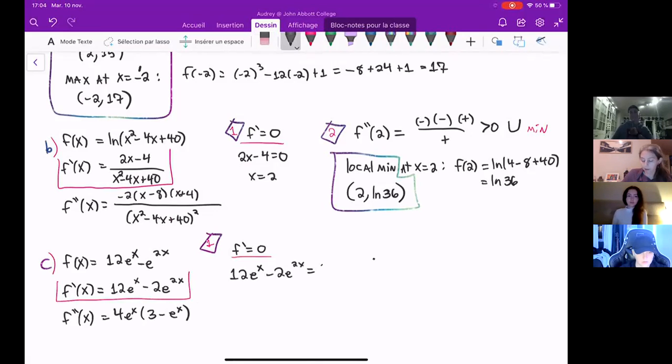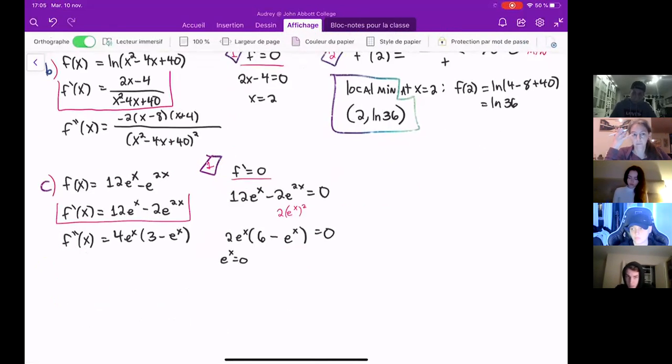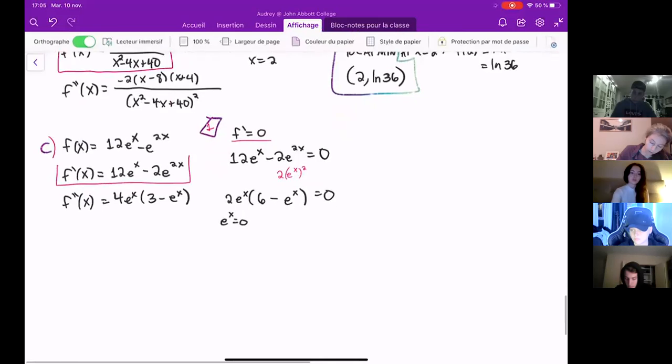What is the greatest common factor here, based on what we did to find the greatest common factor for f double prime? 2e to the x, you got it. And that's because this is the same as 2 times e to the x squared. So here I'll have 2e to the x times 6 minus e to the x is equal to 0. So here I'll end up with e to the x equals 0. Does that ever happen? No. So this is never.